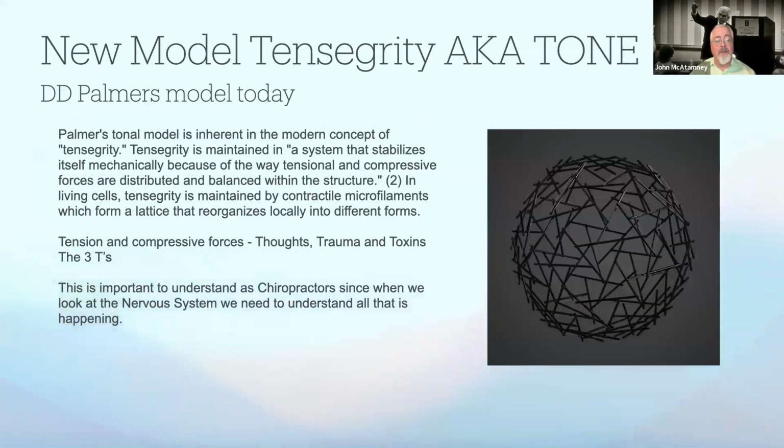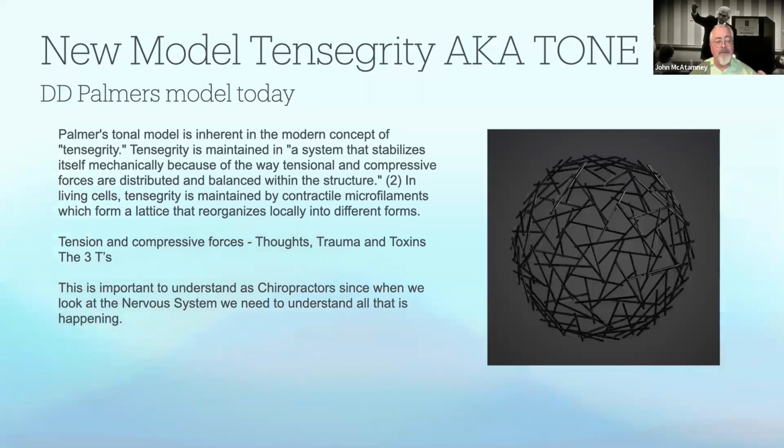Now, here's the new model. It's called tensegrity. It's also known as tone. D.D. Palmer's model today. Now, look at this. Palmer's tonal model is inherent in the modern concept of tensegrity. Tensegrity is maintained in a system that stabilizes itself mechanically because of the way tensional and compressive forces are distributed and balanced within the structure. In living cells, tensegrity is maintained by contractile microfilaments, which form a lattice that reorganizes locally into different forms. Ooh, innate intelligence, adaptation.